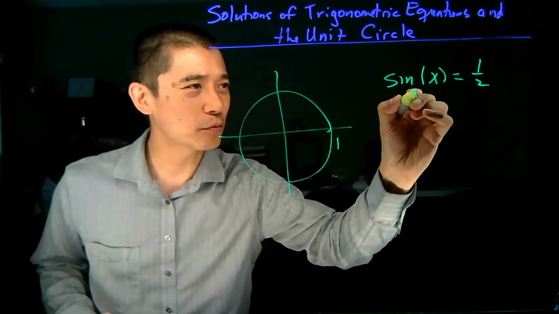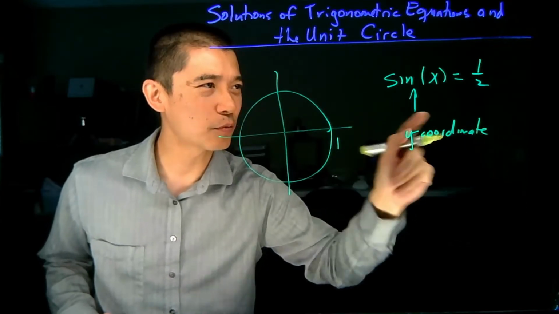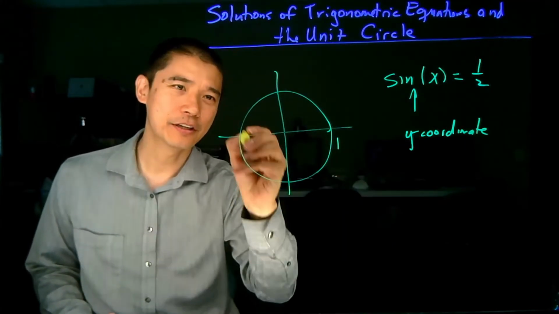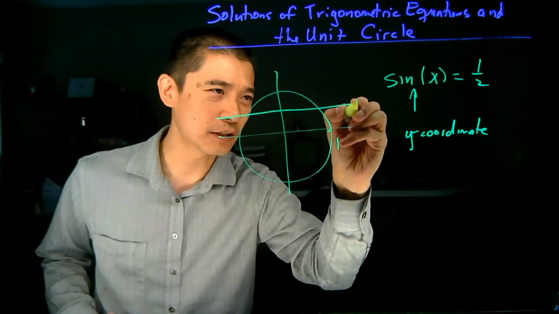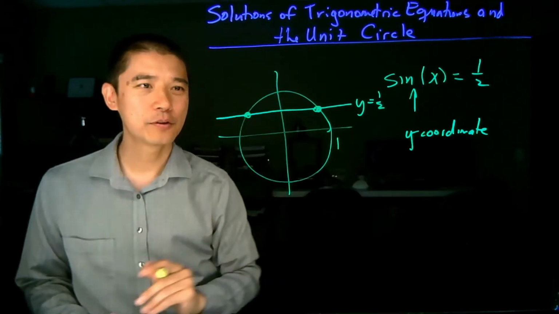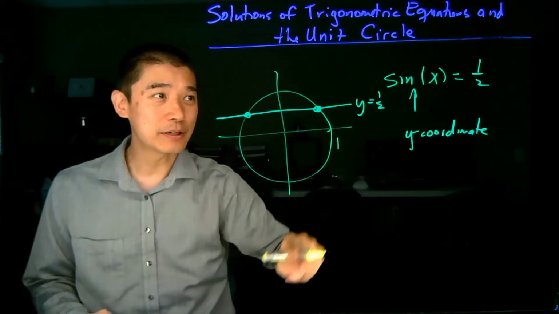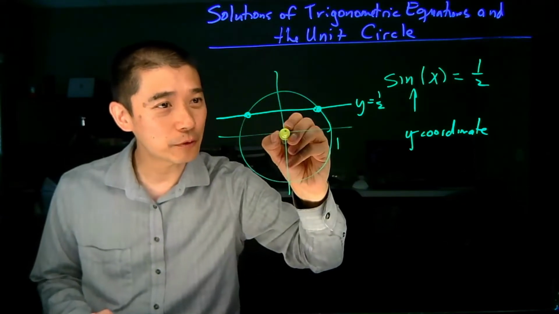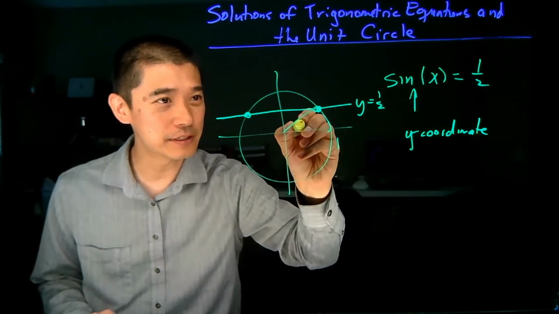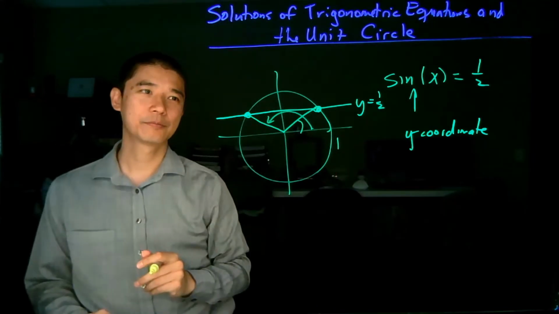And since this is the y coordinate, we are looking for places where the y coordinate has a specific value. So this is the line y equals 1/2. And we're looking for those points of intersection. Now remember that in the setup here, we are looking for angles. x is going to be this angle here. It's going to be this angle here.